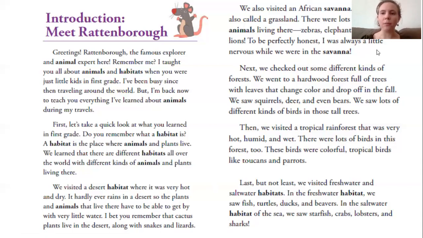Next, we checked out some different kinds of forests. We went to a hardwood forest full of trees with leaves that change color and drop off in the fall. We saw squirrels, deer, and even bears. We saw lots of different kinds of birds in those tall trees. Then we visited a tropical rainforest that was very hot, humid, and wet. There were lots of birds in this forest too. These birds were colorful tropical birds like toucans and parrots.